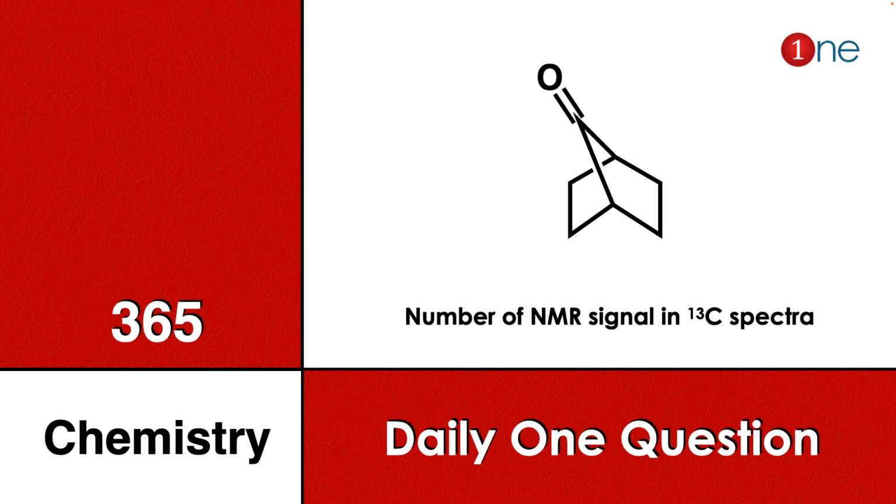Daily one question for you. Here the norbornene system is given. It has a bridged CH2. Here you have to find the number of signals in the C13 spectra. You have to analyze the carbon structure and find the number of signals.